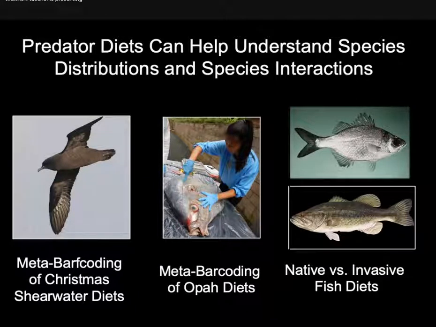Some of the diet studies. So I have a student doing metabarcoding, so looking at oopu diets, so if fish eat, or birds. So we have a student who graduated who's looking at Christmas shearwater diets. And then Mark, who is now in Florida, looking at native versus invasive fish diets. So how are invasive species impacting communities?